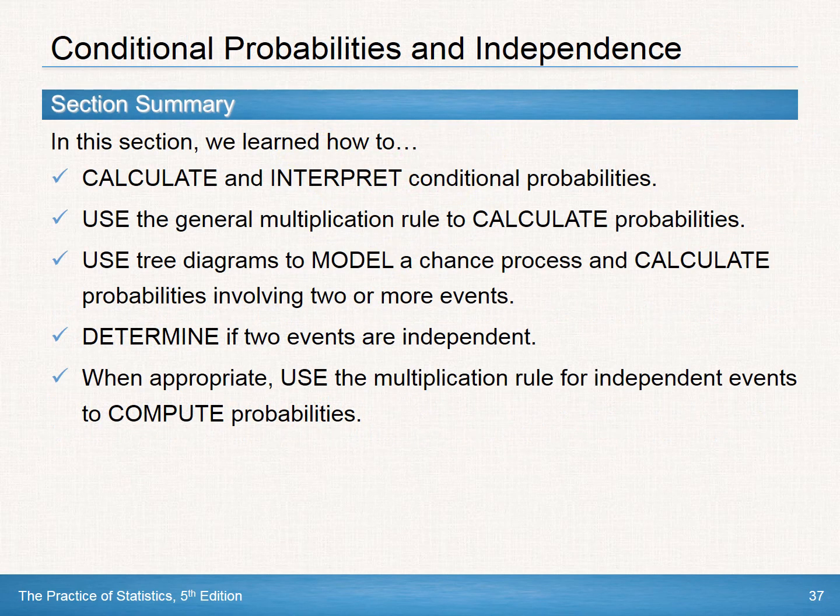Okay, so what did we learn? We calculated and interpreted probabilities. We used the general multiplication rule. We used tree diagrams, which is really important. We determined if two events are independent, and when appropriate, we used the multiplication rule for independent events. So go out there and get some practice with your probabilities.